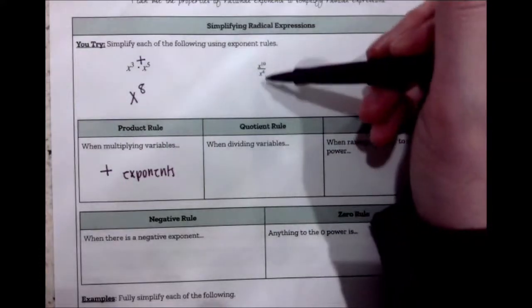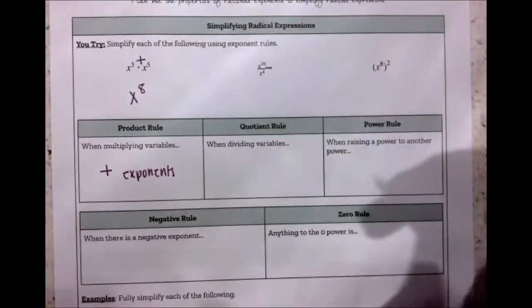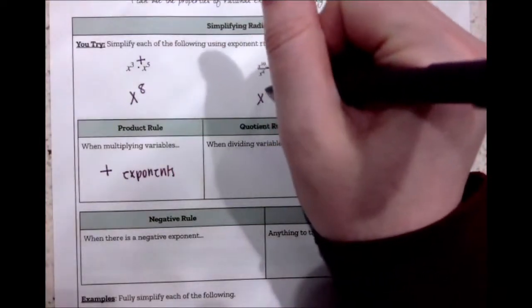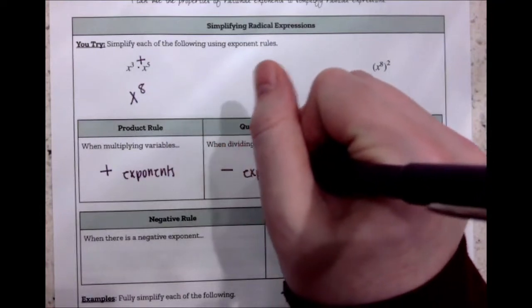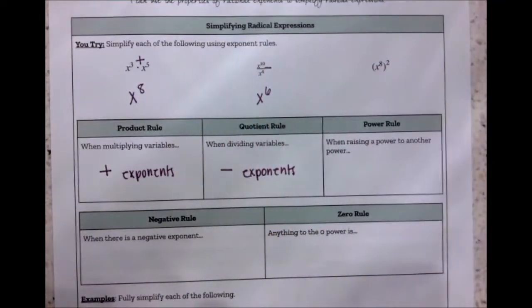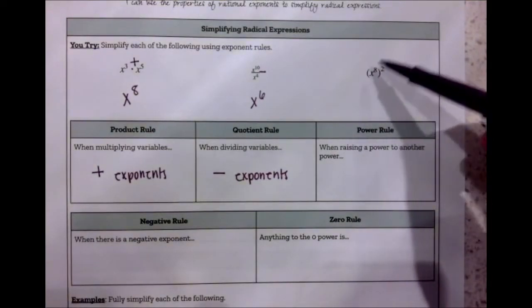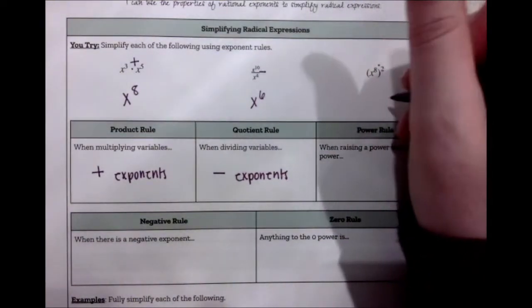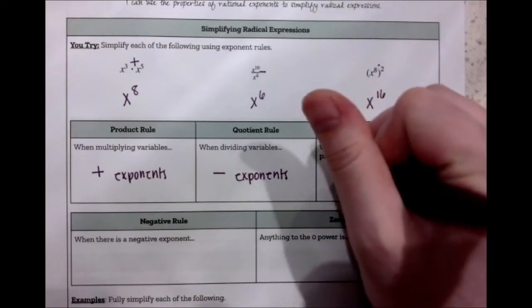Next, I am dividing here, and the opposite of multiplication is division, so instead of adding, I am subtracting. So I get x to the 6th here, and I subtract my exponents. And lastly, when I have a power raised to a power like this, I multiply those exponents, so I get x to the 16th here.